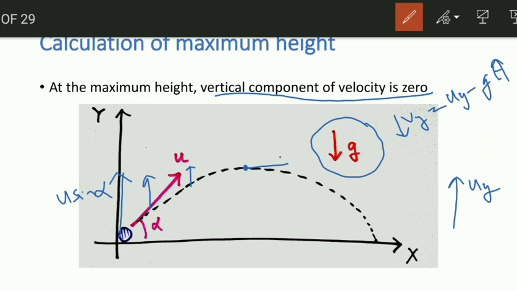So here only this Vx will be there, and you know Vx is equal to how much? Vx is equal to ux, or u cos alpha. That is constant. This x component of the velocity will be constant throughout the motion.